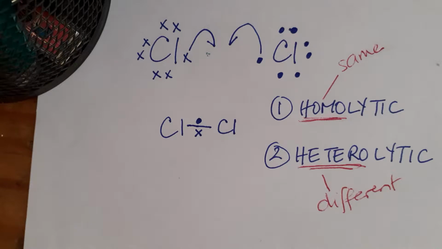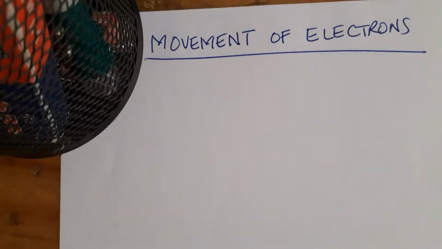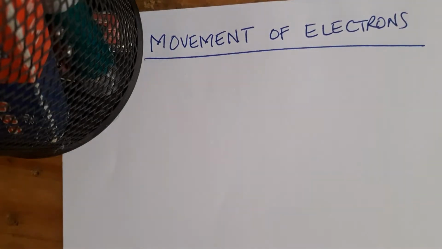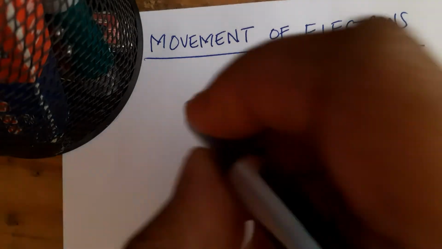So what we do in chemistry is use arrows to show how the electrons are moving, because when the bond breaks, the electrons are actually going to move. In order to show the bond breaking, whether it's homolytic cleavage or heterolytic cleavage, we will have to show what happens to the electrons when these bonds break. So we use in chemistry a system where we use arrows to represent the movement of electrons. There are two types of arrows that we use.